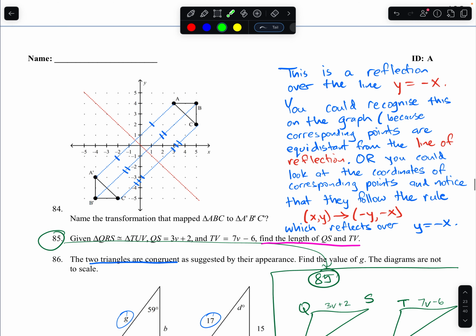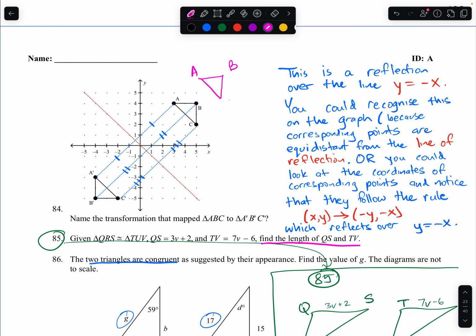Here's 84. We have triangle ABC and triangle A prime, B prime, C prime. It asks, what kind of transformation is it? If you're a visual person, you might have seen this reflection, or it might have looked kind of like a 180-degree rotation to you. And there is a way that you could rotate this triangle and get the same looking triangle, but it would be labeled differently if it was a rotation. If it really was a rotation, let's, here, I'll draw it kind of the same way.